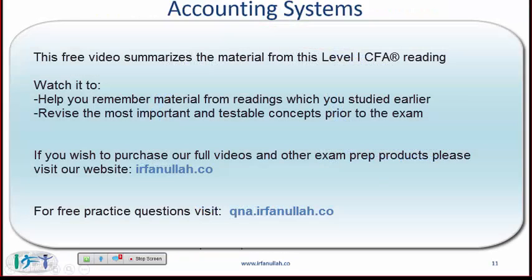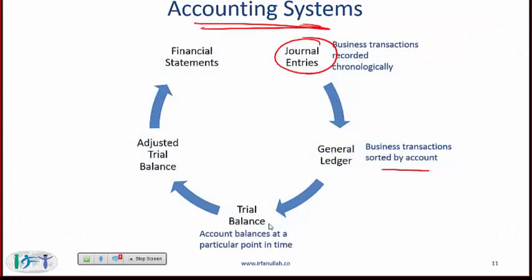This slide deals with accounting systems. So just very briefly, the first step is to create journal entries where the business transactions are recorded chronologically. From this, we create a general ledger where the business transactions are sorted by account. Then we create a trial balance where account balances at a particular point in time are recorded. So you'll say cash on 31st December is this, inventory on 31st December is so and so. Then any adjustments to that are made and we have the adjusted trial balance, and it is the adjusted trial balance which is then used to create the financial statements.